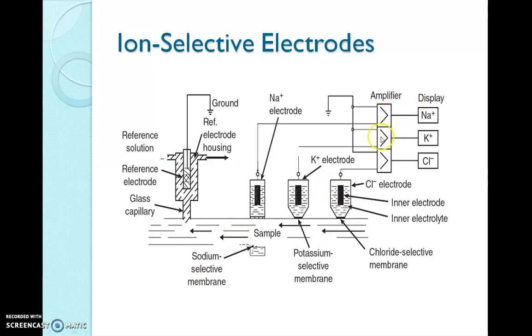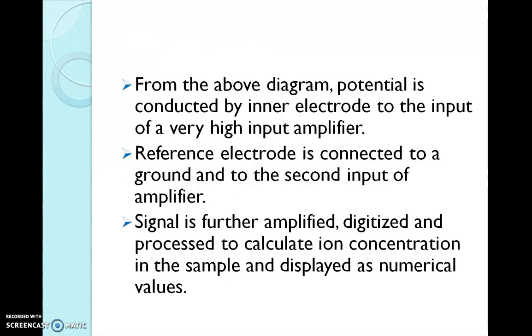This is the very high input amplifier. The reference electrode is connected to the ground as well as to the second input of the amplifier. The signal is further amplified, digitized and processed to calculate the ion concentration in the sample, and displayed as numerical values.